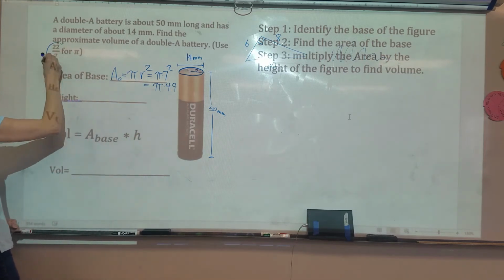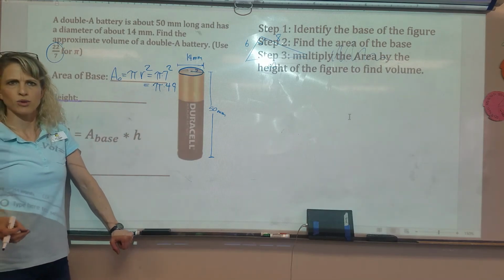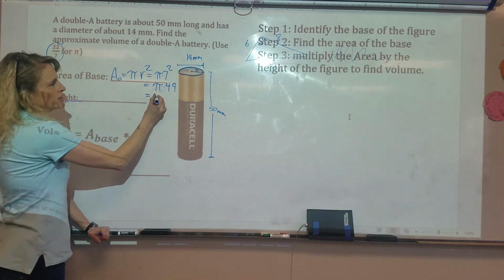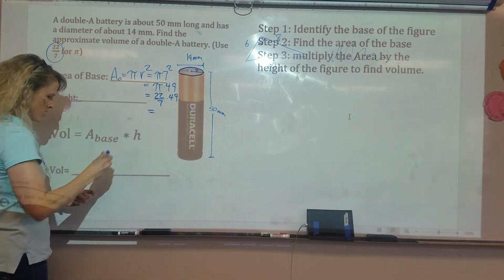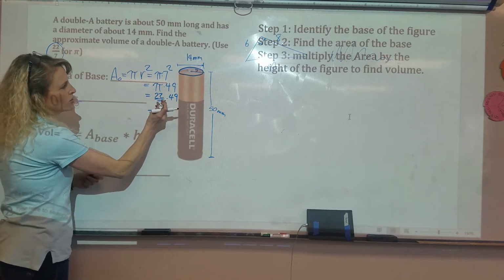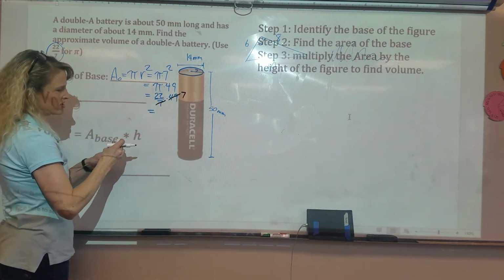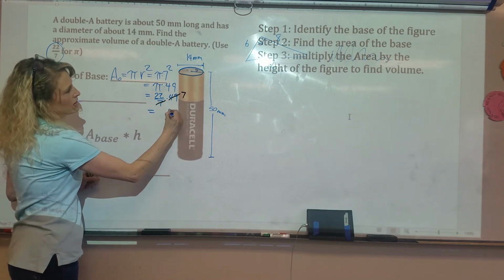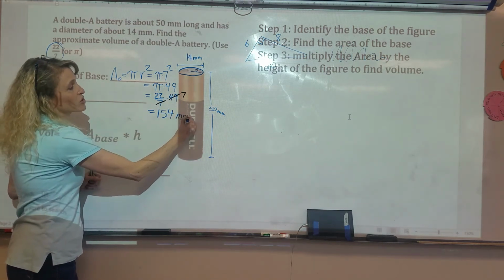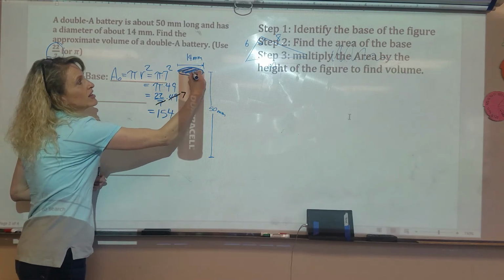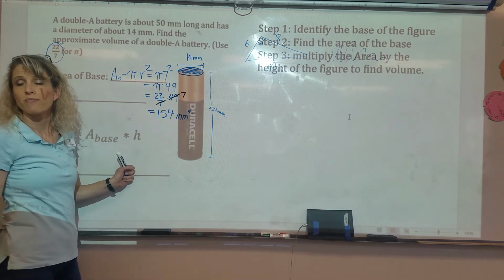It says use 22/7 for pi. 22/7 for pi. So we plug that in. And then we're going to cross cancel the 7. It'll go into the 49 7 times. 7 times 22 is 154. We're still in millimeters squared because all we found was the area of the circle.